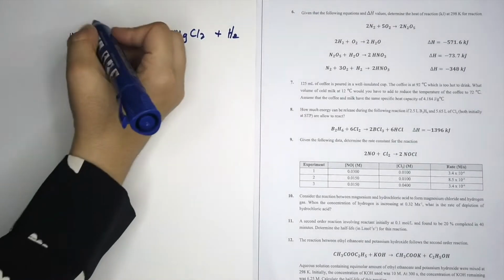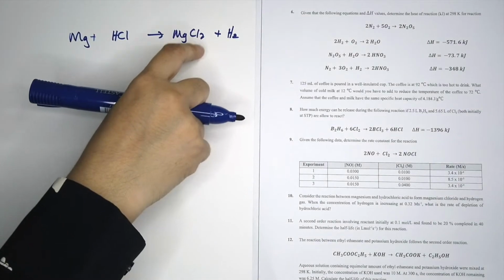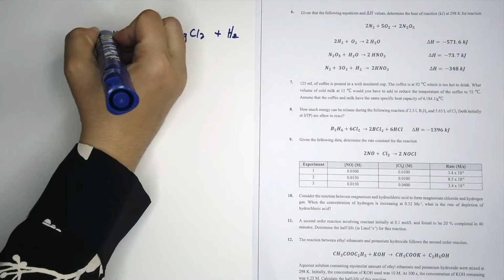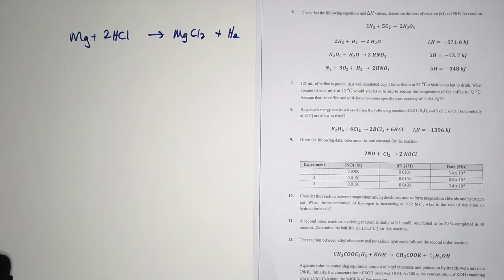The first thing you need to do is balance this equation. You have 2 chlorine over here and 2 hydrogen over here, therefore you need to add 2 here. Once you have the balanced equation, you need to write the rate expression.